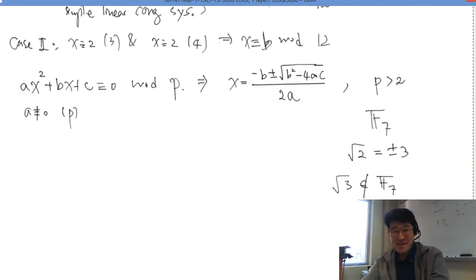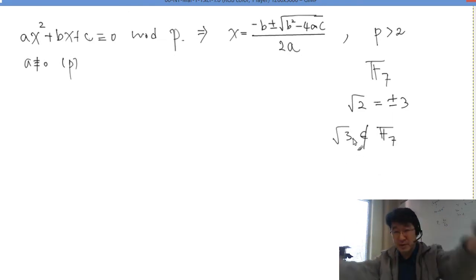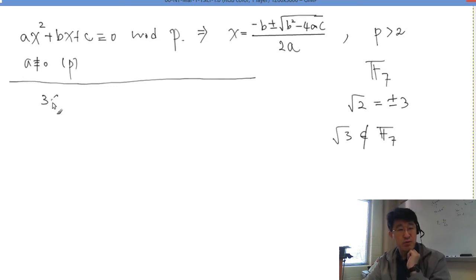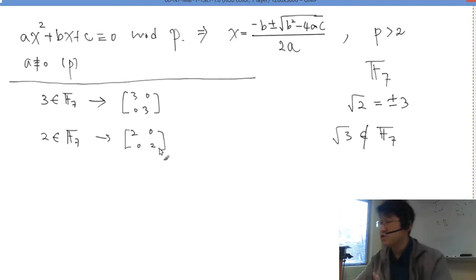Here it is. So the idea is the square root of 3, right? Where is the square root of 3? That is built upon F7. And here is the secret. If you see 3 in F7, you know what that means. But I'm going to change the shape to the matrix 3, 0, 0, 3. You know what just happened? This matrix has a diagonal element 3, right? So I'm going to use 2 similarly: 2, 0, 0, 2. Now I am changing the shape of the finite field with the 7 elements into matrices like that.